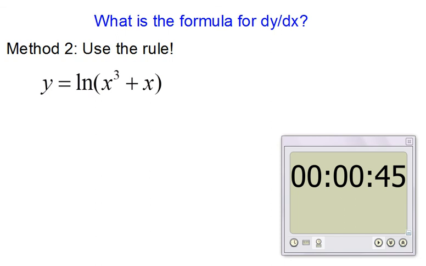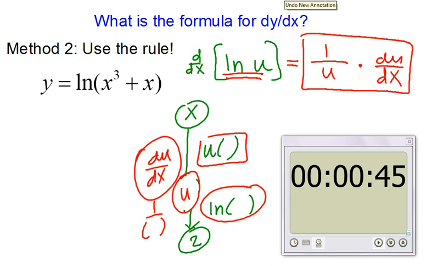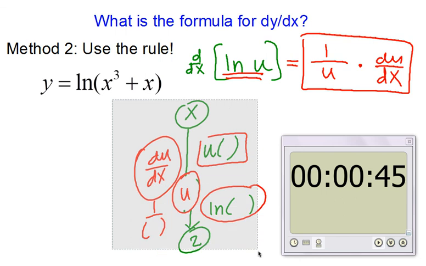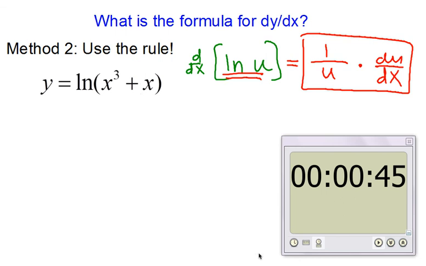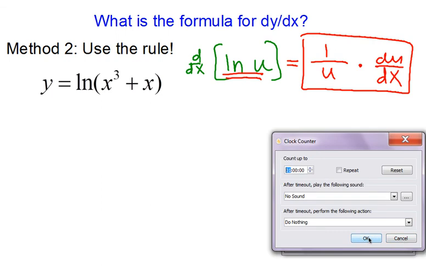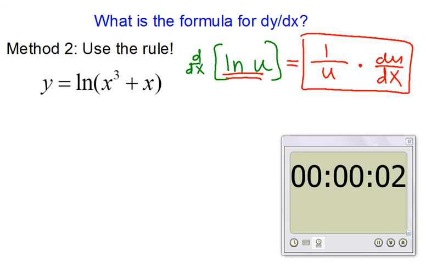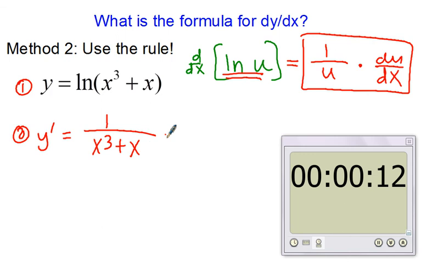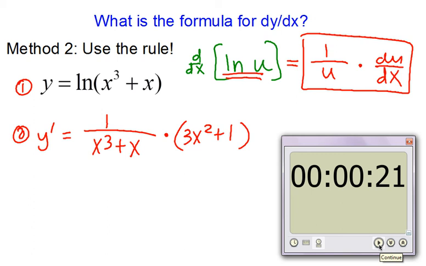Okay, so let's see what happens. Let me see if I can leave this up, but also give myself a little bit of room to operate. So here goes. I'm going to now reset the timer. In all fairness, we might as well see how long it takes me to use the rule. So here goes. Ready, set, go. And so I'm going to write y prime is 1 over the stuff times the derivative of the stuff. Okay, and that only took me just over 20 seconds.